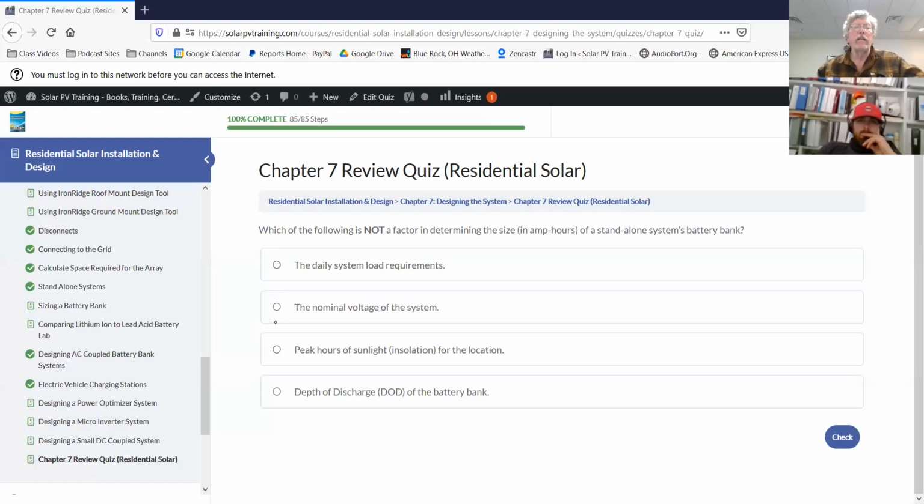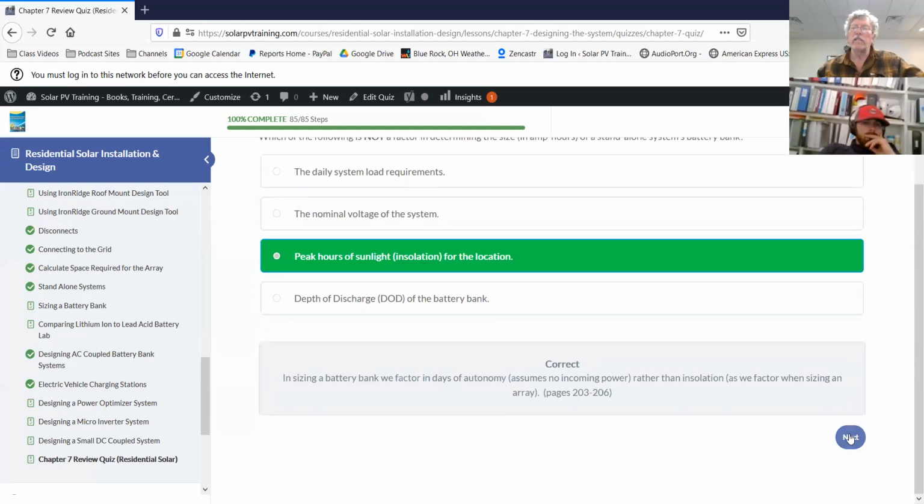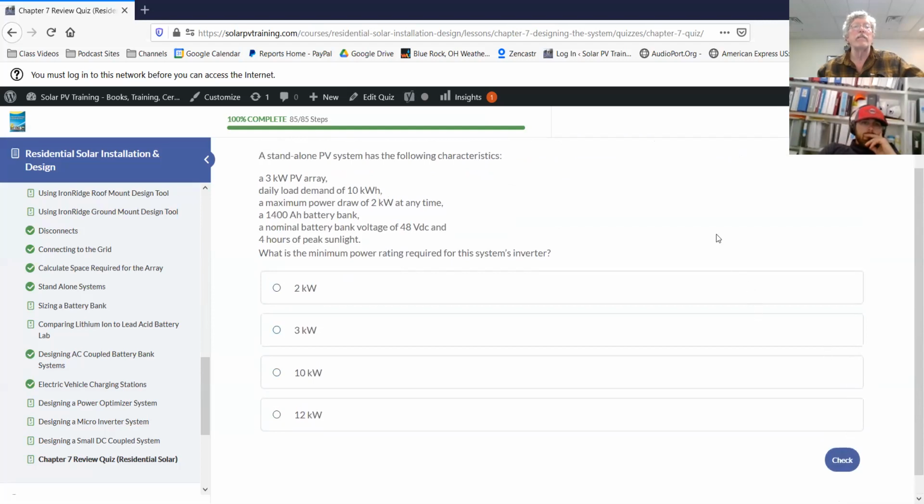Back to the questions. All right, so the one thing I don't need to know here is peak hours. That wasn't part of our equation. Everything else there I needed to know in order to size a lead acid battery bank system.